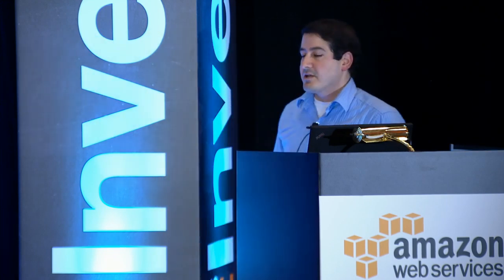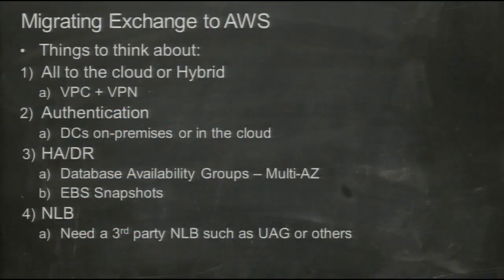And then network load balancing. Again, you will need a third-party network load balancer for Exchange. ELB will not work with Exchange today because of the way RPC over HTTP works inside of the Exchange environment. So you will want to take a look at third-party. Microsoft has a product called UAG, the Unified Access Gateway. Or again, you can use things like HAProxy, NetScaler, F5, those sorts of things inside of your environment.